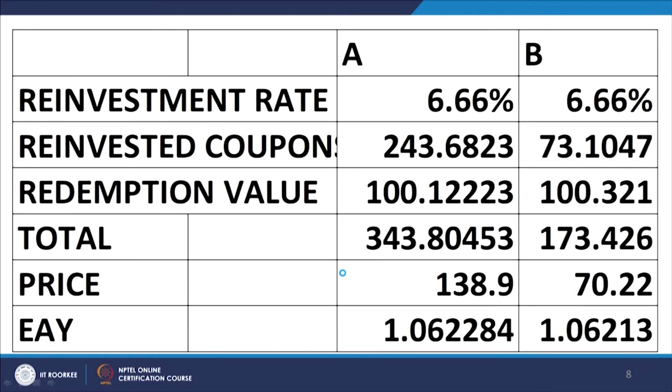The reinvested coupons at the date of maturity, that is at the end of 15 years, turn out to be 243.6823 for bond A and 73.1047 for bond B. Please note, this is the total value of reinvested coupons calculated at the reinvestment rate of 6.66%.